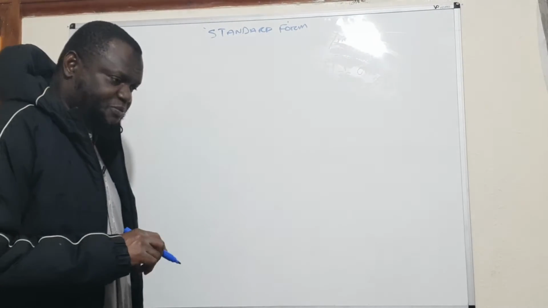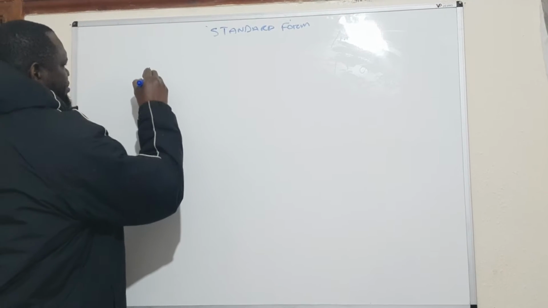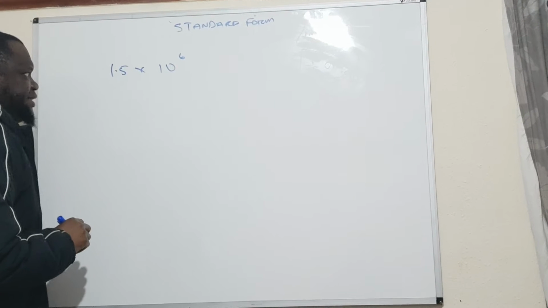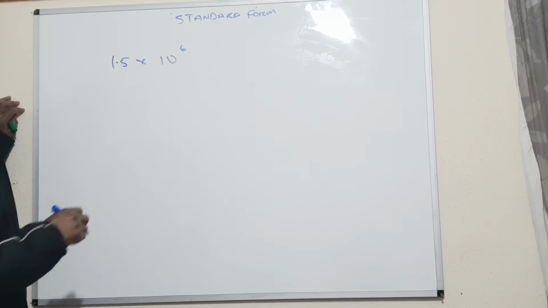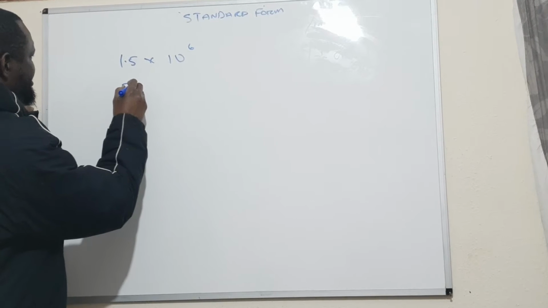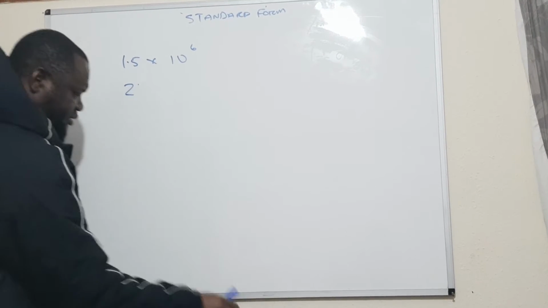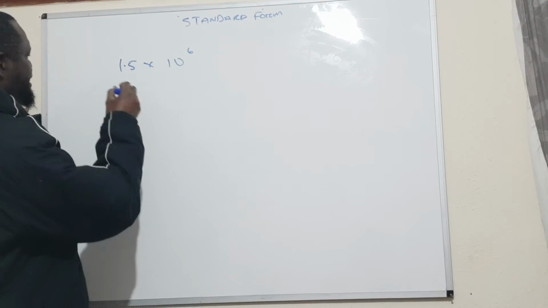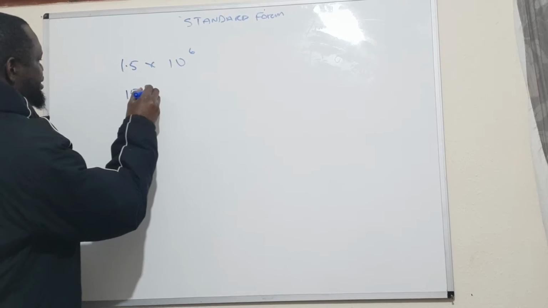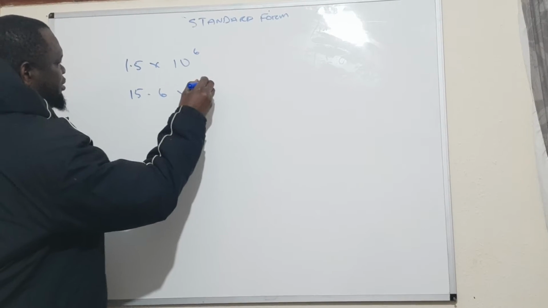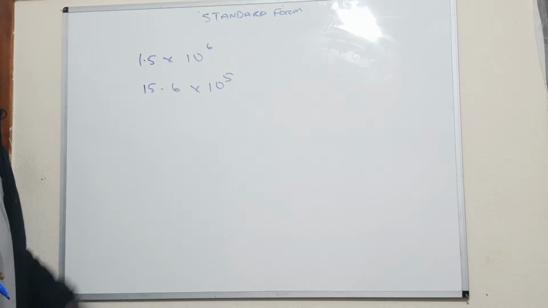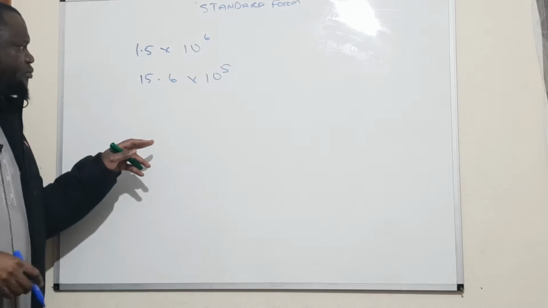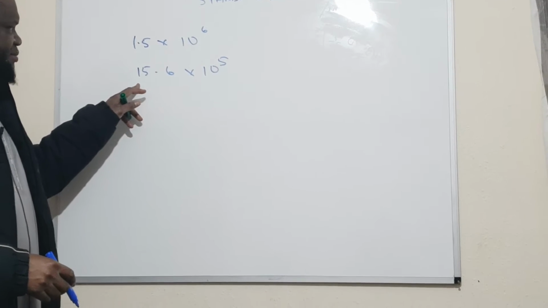You know, standard form is always like this. Let's say, example, 1.5 times 10 to the power 6. Like this. Okay? Now, if he puts 15.6 times 10 to the power 5 and asks you to put this in standard form, is this in standard form? No. Why? Because the first number should have only one number before the decimal place.